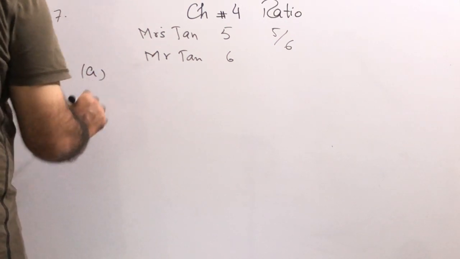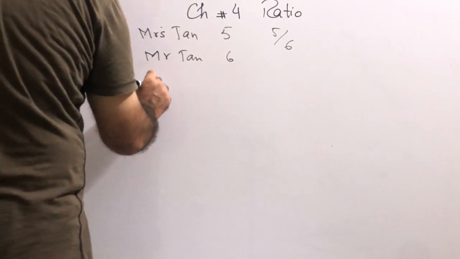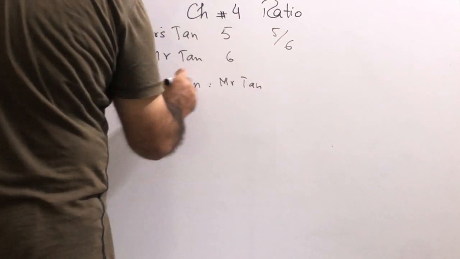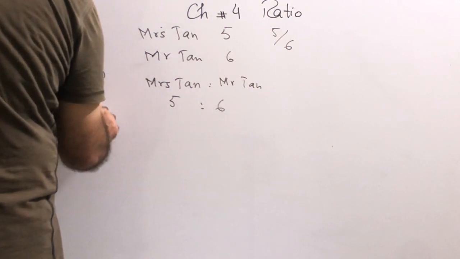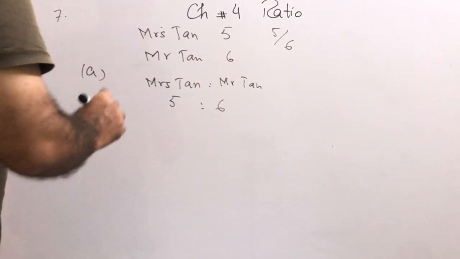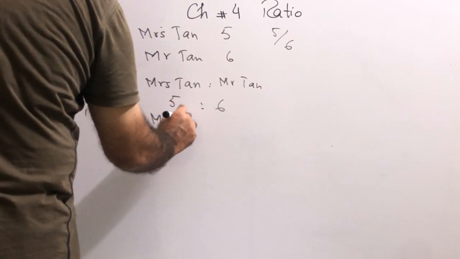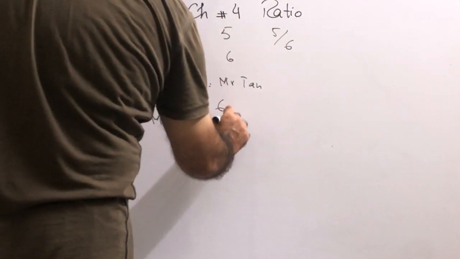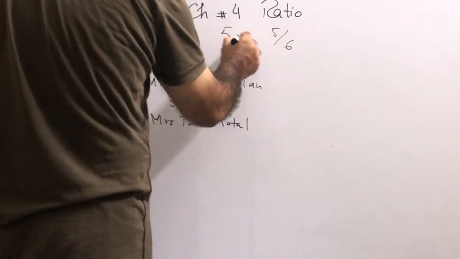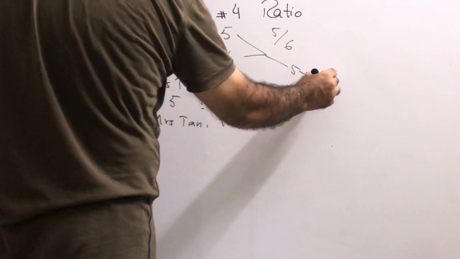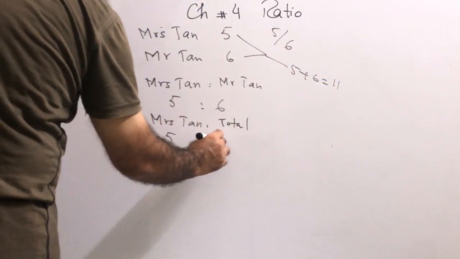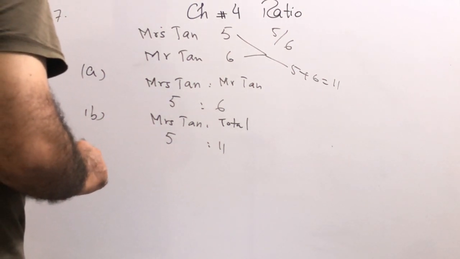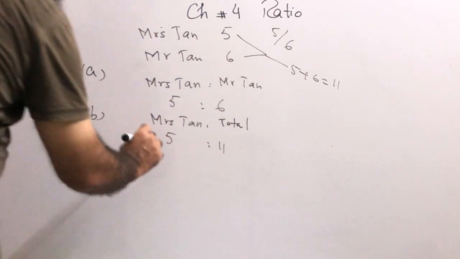So first one is we need to find the ratio of Mrs. Tan to Mr. Tan. Mrs. Tan is 5, ratio 6 is the answer for A. Number B, what is the ratio of Mrs. Tan to their total salary? Okay, total is 5 plus 6, 11. Mrs. Tan is 5 and this is 11. Then part C says express Mrs. Tan's salary as a fraction of their total salary. Okay, Mrs.